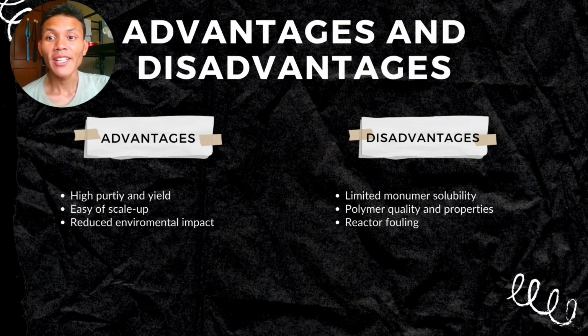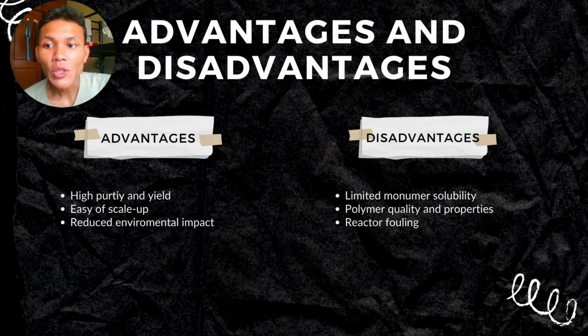Moving on to the advantages and disadvantages of gas phase polymerization. For the advantages, we have the high purity and yield. Gas phase polymerization often results in high purity polymers because the process takes place in the gas phase, reducing the likelihood of impurities. Next one is the ease of scale up. Gas phase polymerization processes are often more amenable to scale up than some other polymerization methods. Reactors can be designed to handle large production capacities.